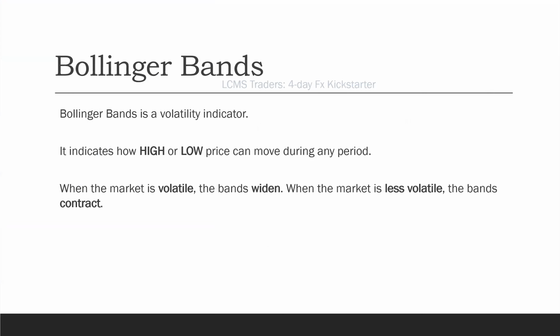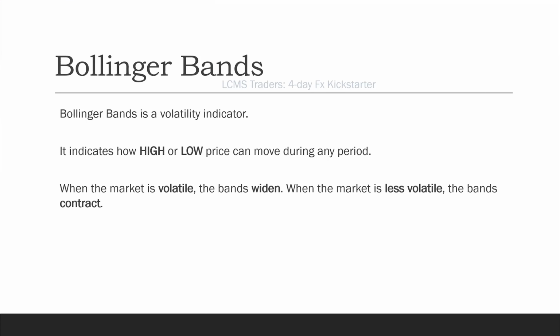Bollinger Bands is a volatility indicator. It actually tells you how high or how low price can move during any period. If the market is volatile, the bands will widen. And when the market is less volatile or is quiet, the bands will contract.